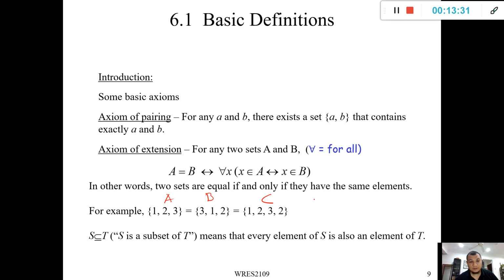So this is like S subset of T. So you can say, like, all this T, you have like 1, 2, and 3. So A is a subset of T, B is a subset of T, and C is a subset of T.